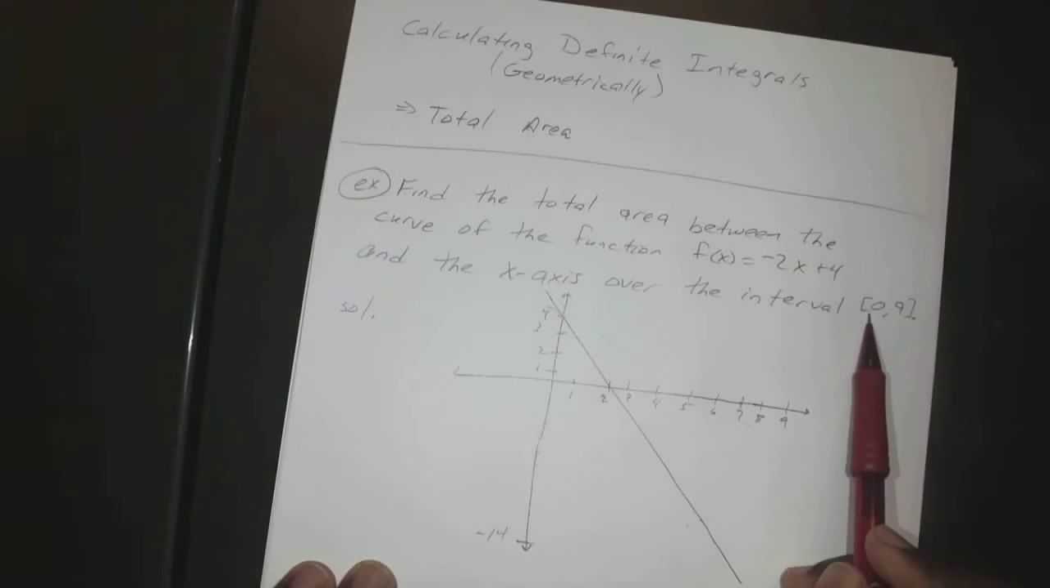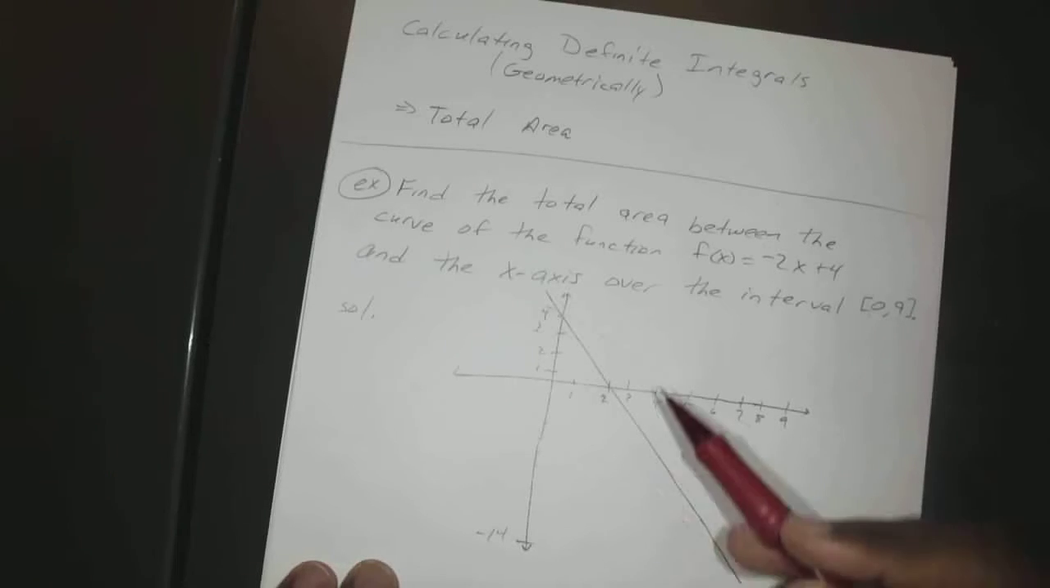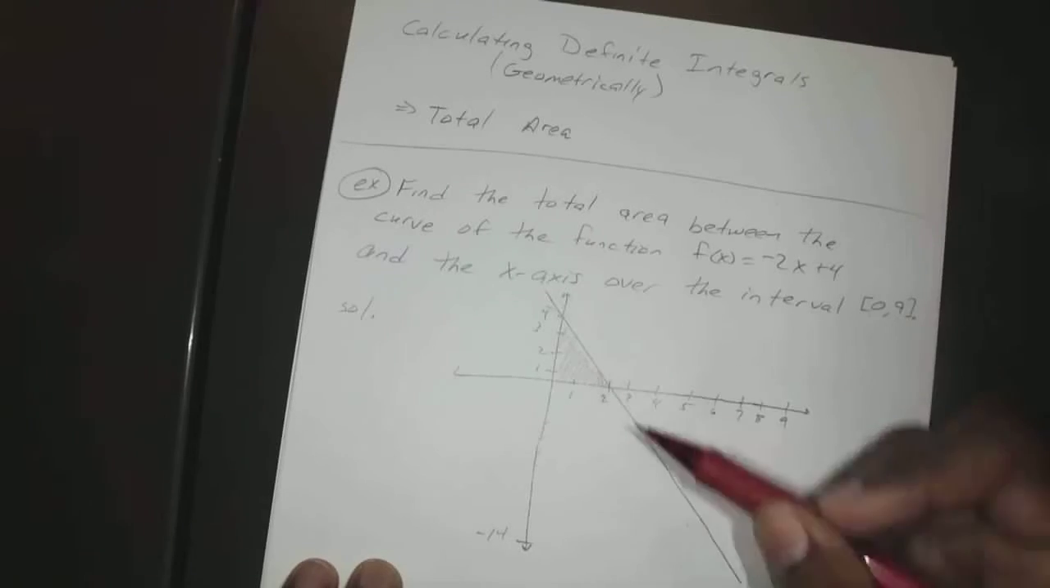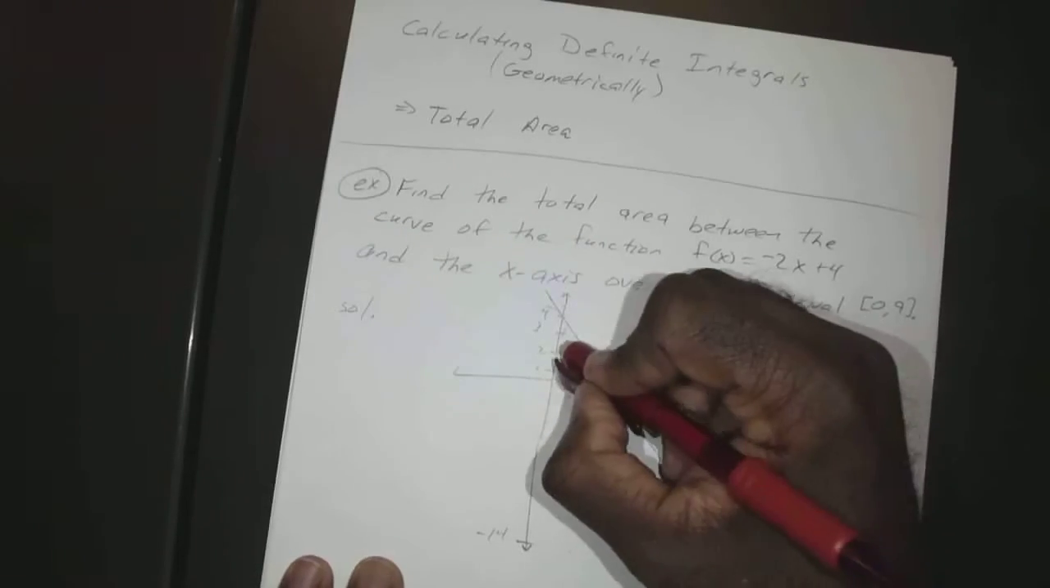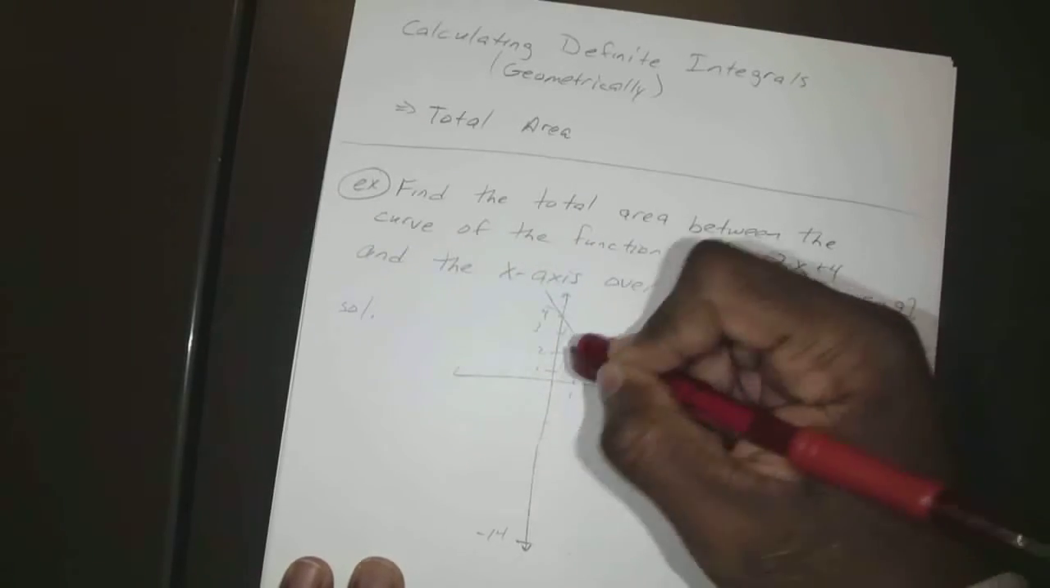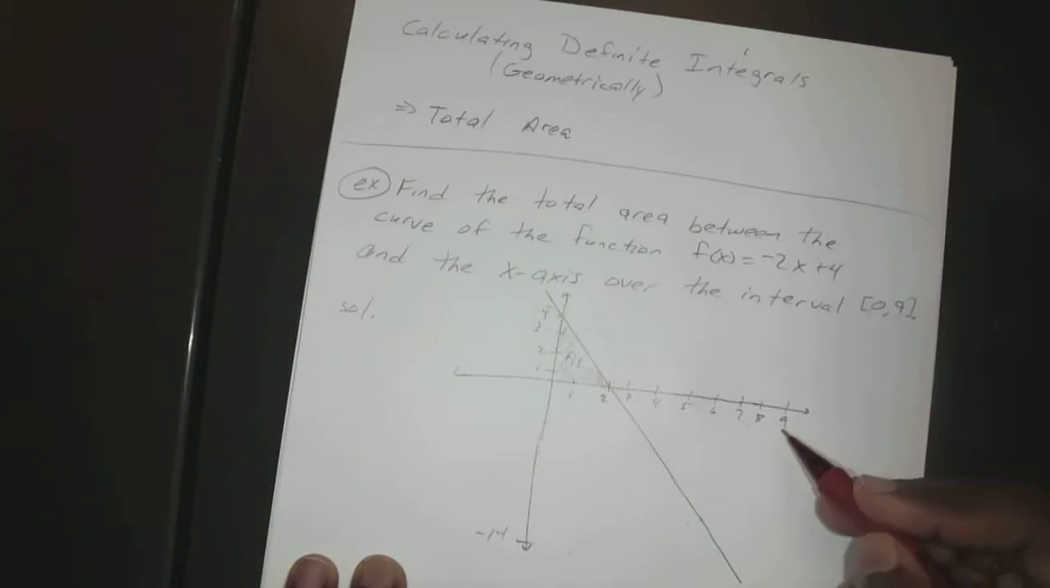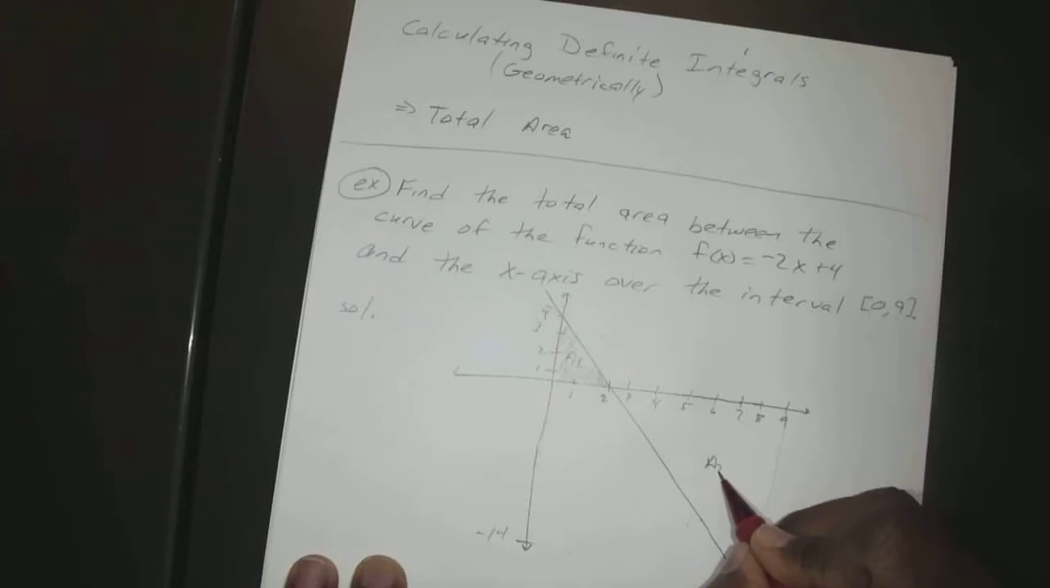Okay, so we want to find the area between 0 and 9, which means we want to find the area here, which we'll call area number 1. And this would be our area number 2.